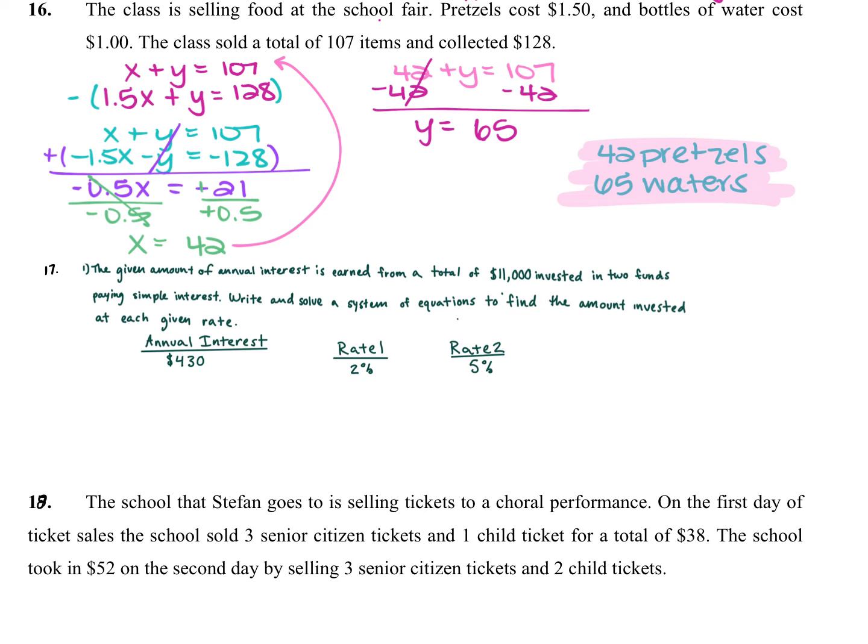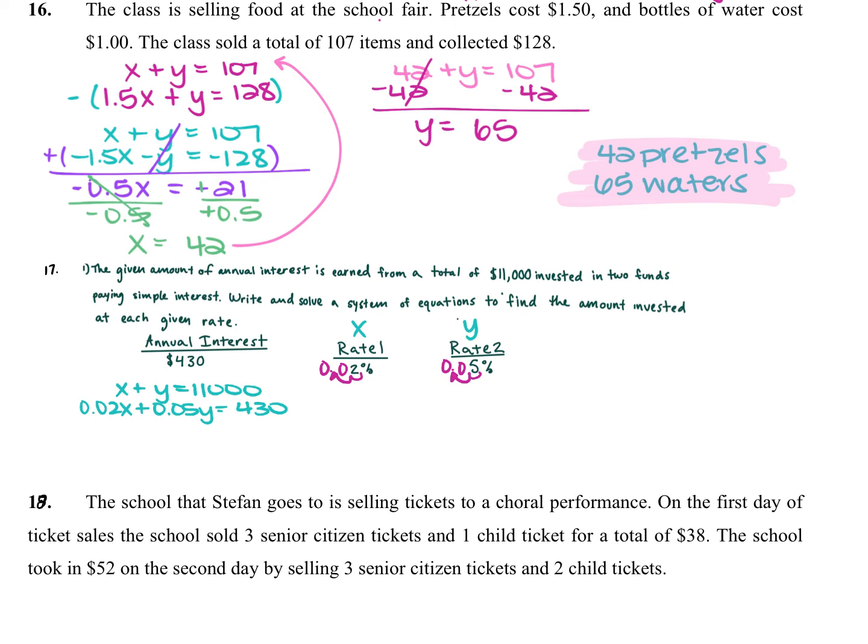You need to turn these percentages into decimals. The 2 would become 0.02. The 5 would become 0.05. So you're going to set up two different equations with this. Your rate 1 can be x, your rate 2 can be y. If you invested a total of $11,000, that would be x plus y is equal to $11,000. If we work with the rate 1 and the rate 2, that would mean that we would have 0.02x plus 0.05y is equal to the annual interest, which is 430.